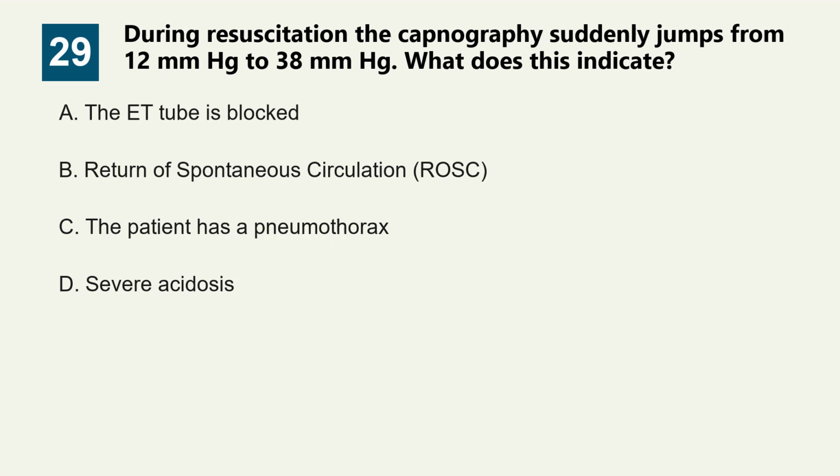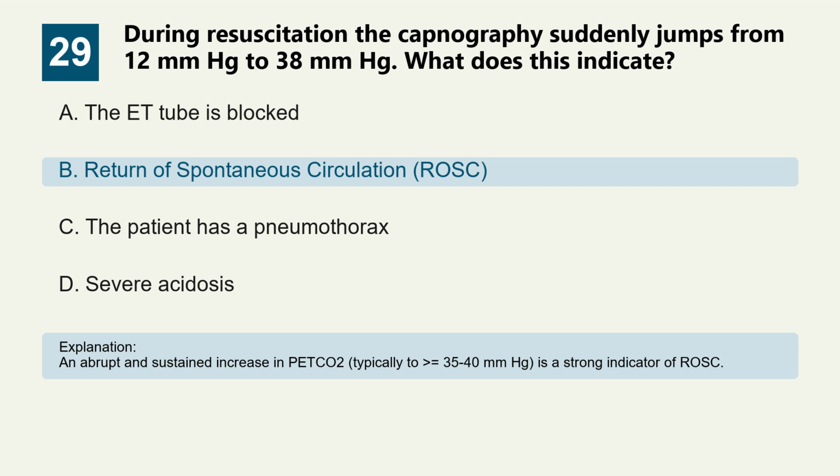Question 29. During resuscitation, the capnography suddenly jumps from 12 mm Hg to 38 mm Hg. What does this indicate? Option A. The ET tube is blocked. Option B. Return of spontaneous circulation, ROSC. Option C. The patient has a pneumothorax. Option D. Severe acidosis. The correct answer is option B. Return of spontaneous circulation, ROSC. An abrupt and sustained increase in PETCO2, typically to 35 to 40 mm Hg, is a strong indicator of ROSC.